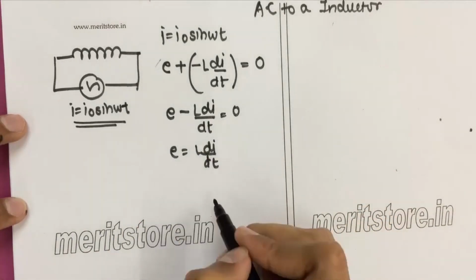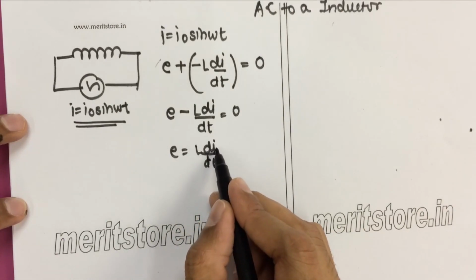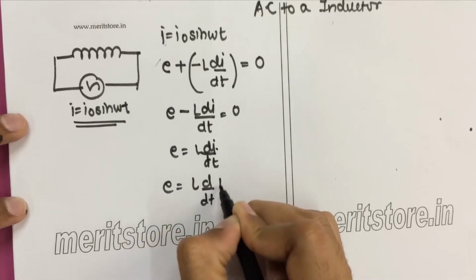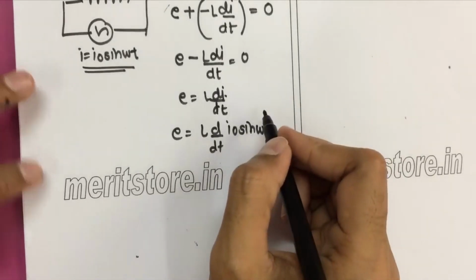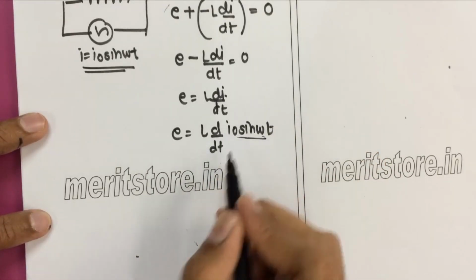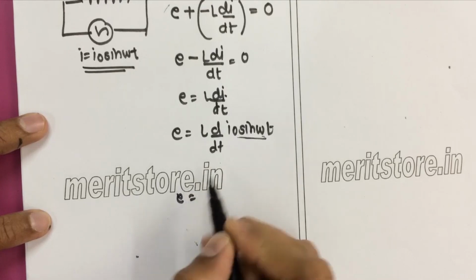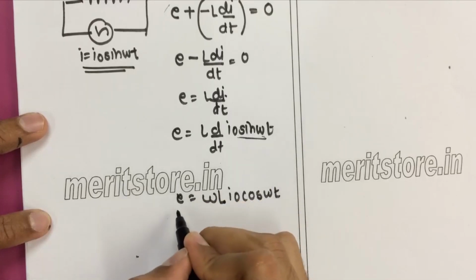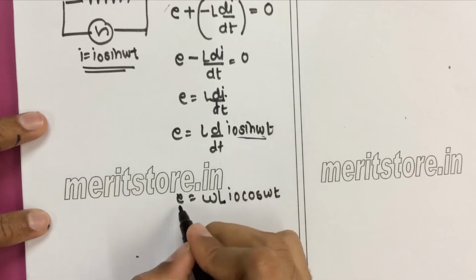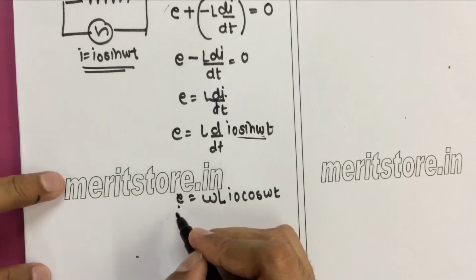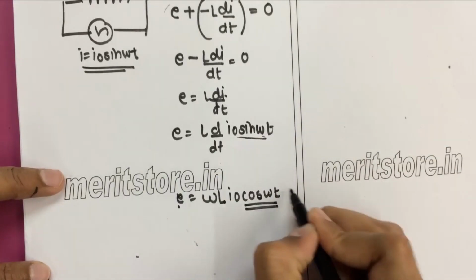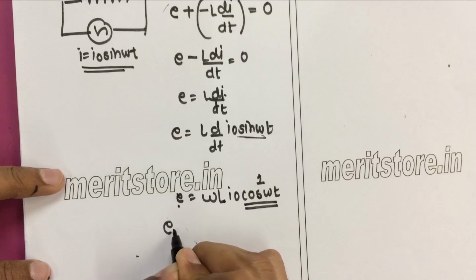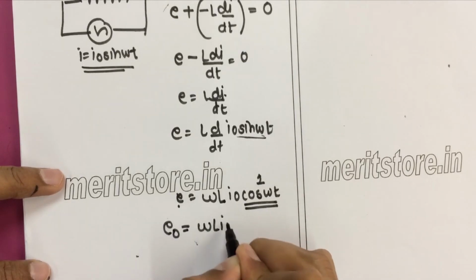In this equation, E equals L di by dt, if we substitute the value of I, which is I0 sine omega t, we get L d by dt of I0 sine omega t. Differentiating this with respect to t, the omega factor comes out. It becomes E equals omega L I naught cos omega t. This is your equation for the EMF E. For the voltage to reach its maximum value, cos omega t has to become 1. Then E becomes E max, which is called E naught, and that is omega L I naught.